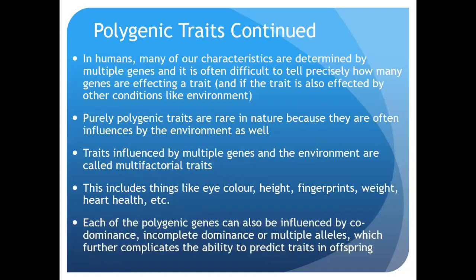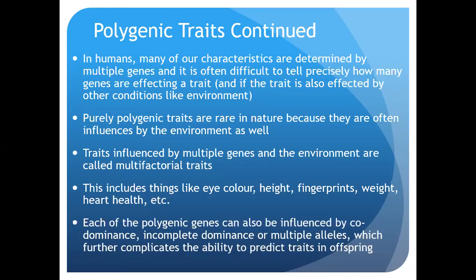In humans, many of our characteristics are determined by multiple genes, and so sometimes it's difficult to figure out which gene is really causing a trait and how it's being inherited, because you don't know if that trait is coming from gene A or gene B, that kind of stuff. The other issue is that a lot of our traits are also influenced by the environment. Traits that are influenced by both multiple genes and the environment are called multifactorial traits. This includes things like eye color, height, fingerprints, weight, heart health.